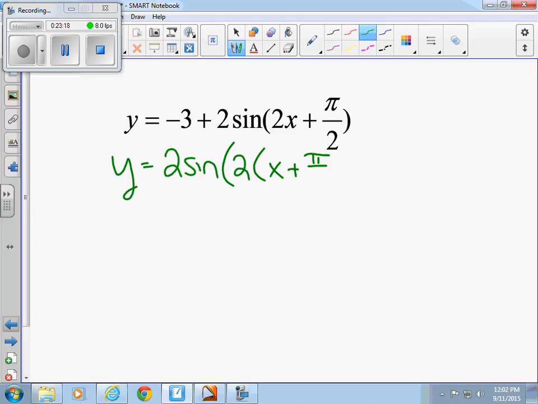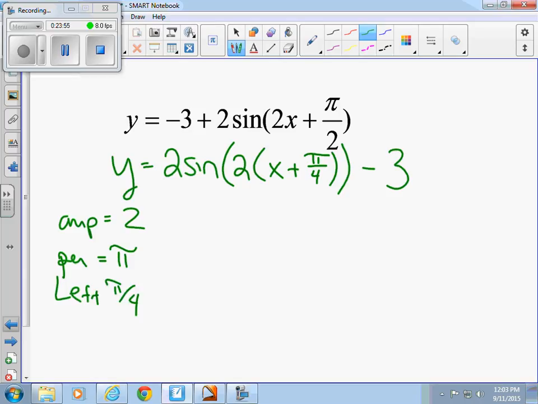Pi over 4. Does everyone agree with pi over 4? Why pi over 4? It's your divide, right? So if we do pi over 2 divided by 2, I would get pi over 4. Any questions so far? The amplitude is 2, the period is, what is the period? There is no reflection. I'm moving left, pi over 4, down 3.